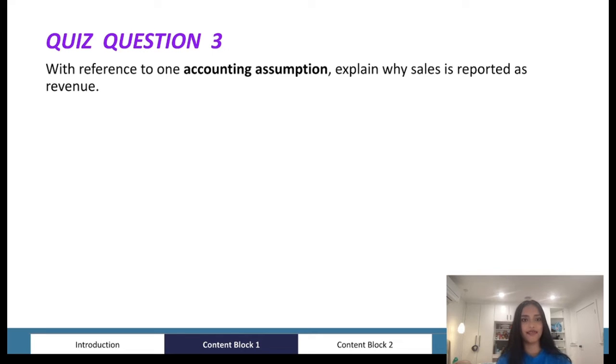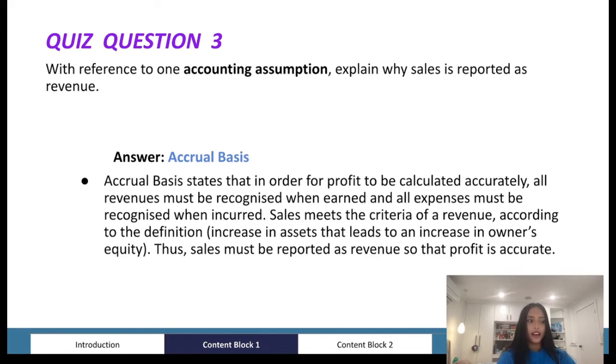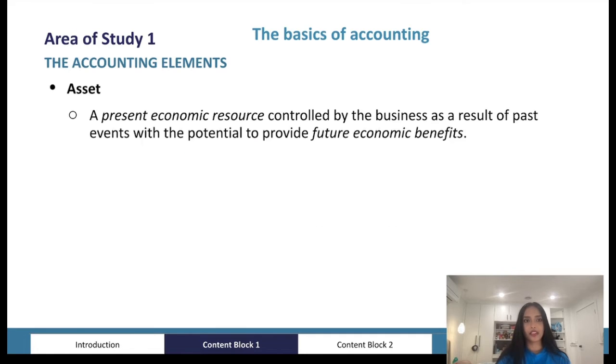Okay, so hopefully you all have something in mind. The answer is the accrual basis assumption, and this is because sales meets the criteria of being a revenue, and therefore it has to be reported as a revenue when it is earned, which will make sure that the business's profit is accurate for that period. The criteria of a revenue just refers to the definition of a revenue. We'll go through those definitions later, but it's an increase in assets that leads to an increase in owner's equity. Okay, so now we'll go through the accounting elements.